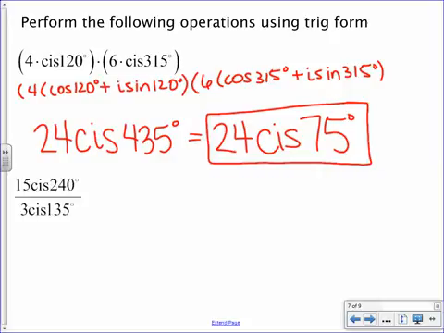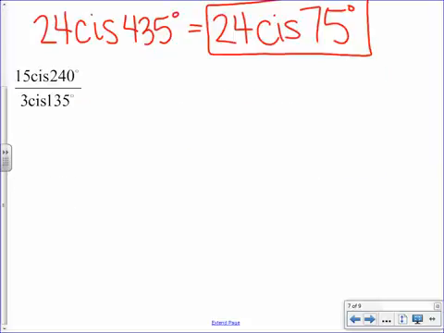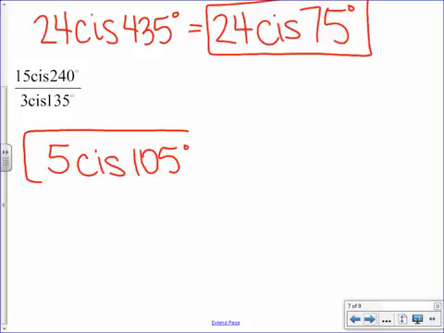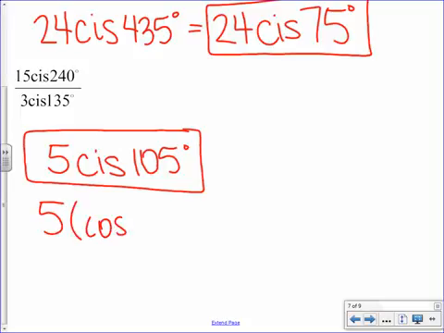Okay, let's try a division problem. Here again, I have it in the shorthand. It saves room. What do we do with 15 and 3? What do we do with 240 and 135? Okay, subtract. Numerator minus denominator. So what's 240 minus 135? Okay, if you don't like shorthand, write it as 5 times cosine 105 plus i sine.